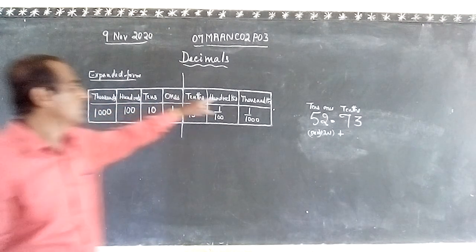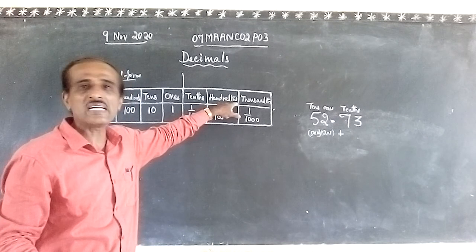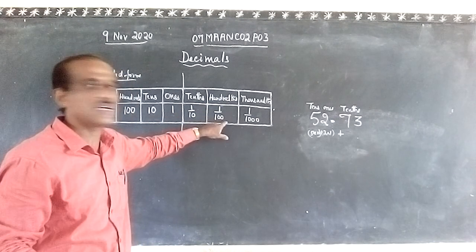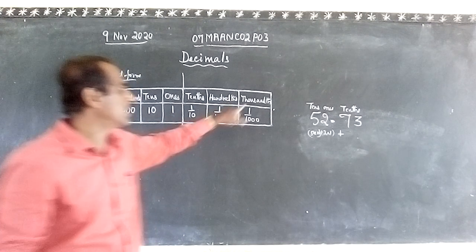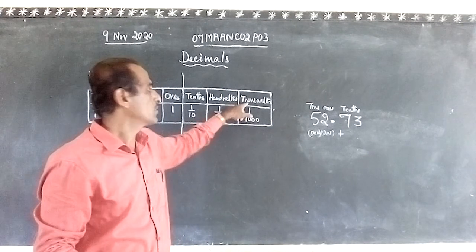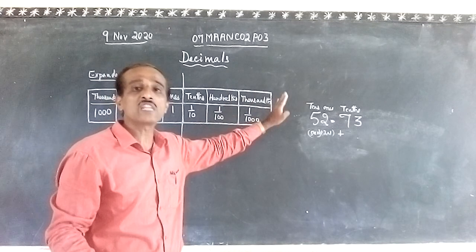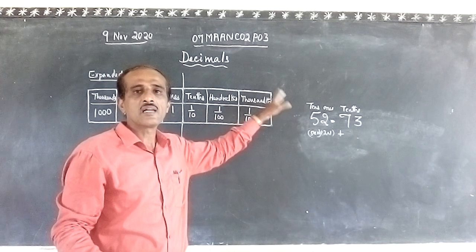Hundredths, not hundreds. Hundredths place. So 1 by 100. Its place value is 1 by 100. Next, thousandths. So 1 by 1000. Next, ten-thousandths, lakhs. Like that it moves.